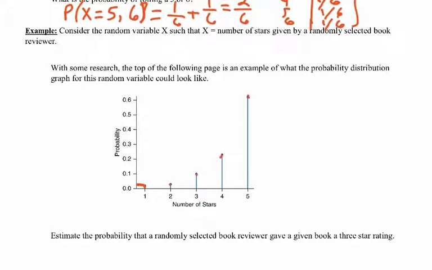So it says estimate the probability that a book reviewer gave a given book a 3-star rating. Notationally we're looking for the probability that x is equal to 3 stars. So I'm going to go to my 3 stars column, and then I'm just going to go up and over, and again I'm estimating because I don't have an exact number here. Looks to me like it's approximately 0.11 or maybe 0.12, something like that. So it's about an 11% chance that if I select a book, it's going to have a 3-star rating.